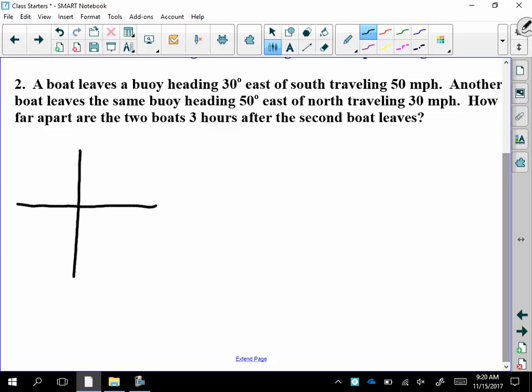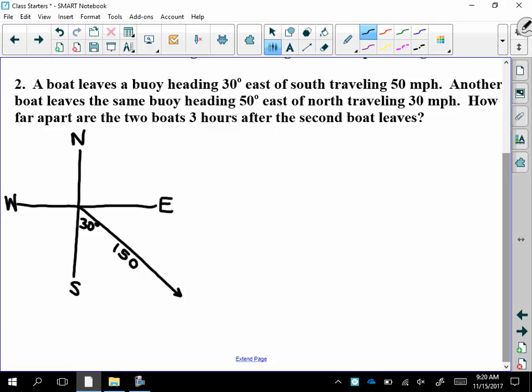The first one is heading 30 degrees east of south. So, looking at these cardinal directions, instead of heading due south, the boat turned 30 degrees towards the east. So the boat was actually heading in this direction, and this angle here would be 30 degrees because the boat turned 30 degrees towards the east of south. And then if that boat's been traveling for 3 hours at 50 miles an hour, how far has it gone? 150 miles.